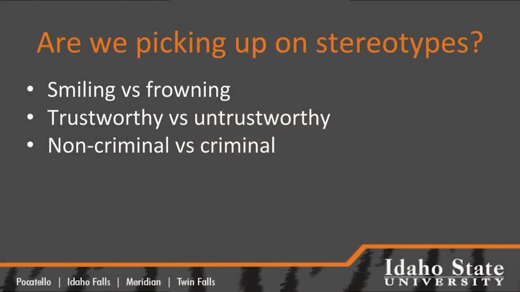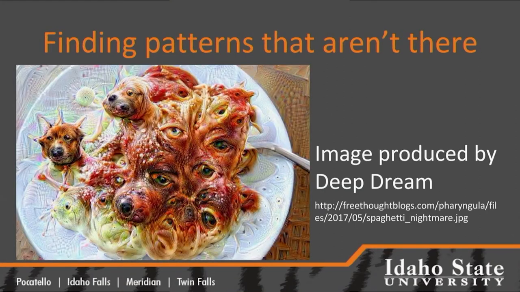Overfitting. The machine is able to memorize the right answers and doesn't generalize. That's essentially what overfitting is. And then, are we picking up on stereotypes? Smiling versus frowning. Trustworthy versus untrustworthy. Machines are very good at finding patterns that aren't there. This is a plate of spaghetti with an image produced by Deep Dream looking for dog faces. And we can do that same thing. Machines just help speed up the process.